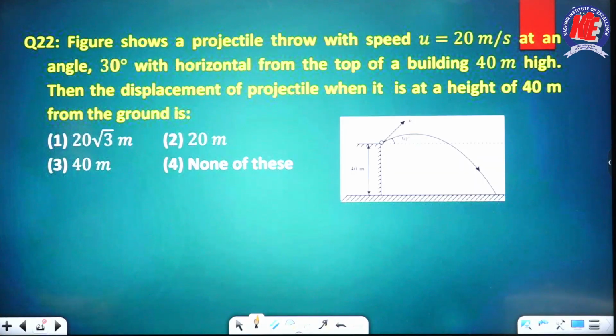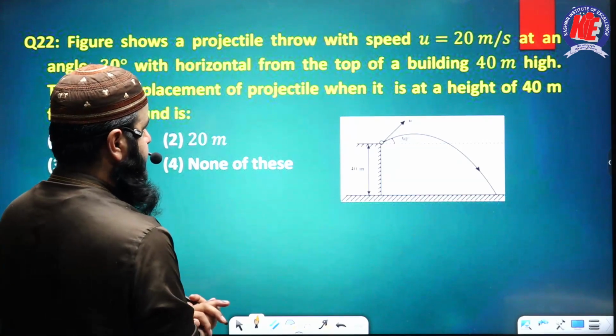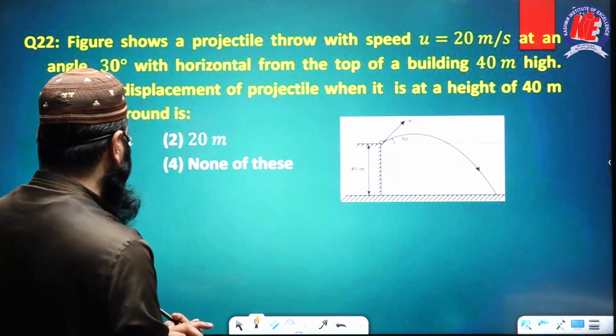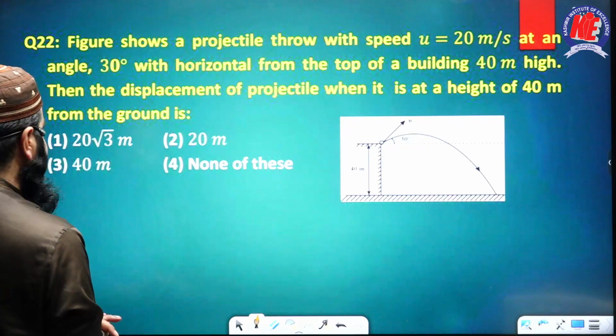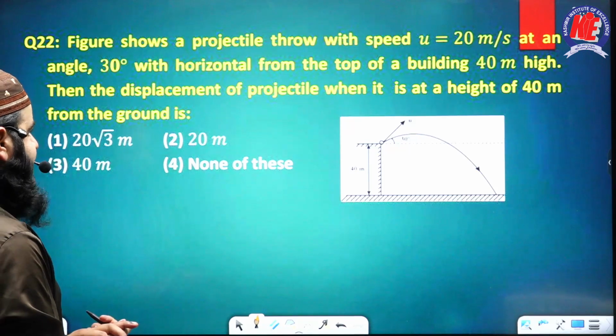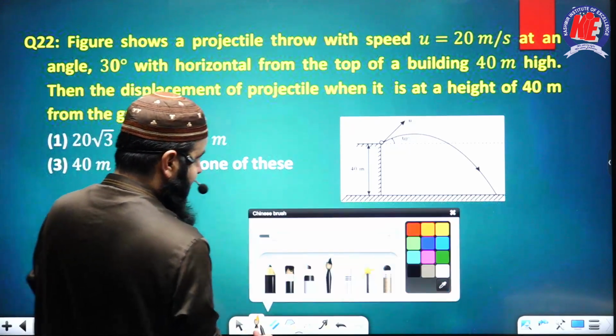Next one please. Figure shows a projectile thrown with speed u equal to 20 meter per second at an angle 30 degree with the horizontal from the top of the building 40 meter high. Then the displacement of the projectile when it is at a height of 40 meter from the ground is. Have a look my people.